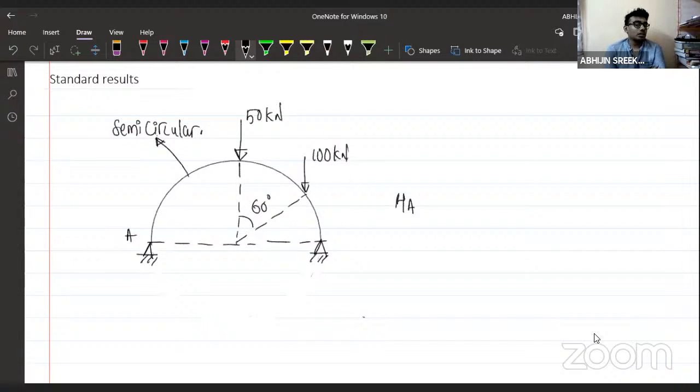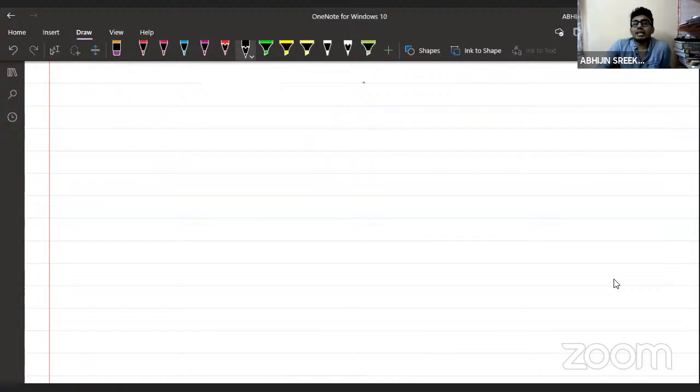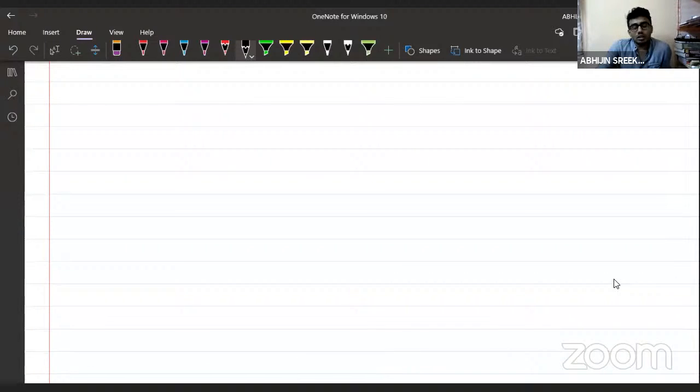How to calculate it? See, we have to remember some horizontal reaction equations for getting the answers as quickly as possible. The arches can be of different types. Based on the shape, we can classify them as parabolic arches, semicircular arches, and segmental arches, like that.